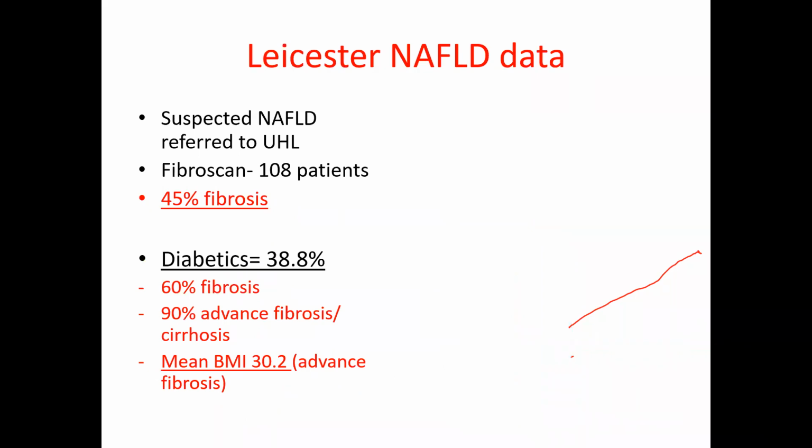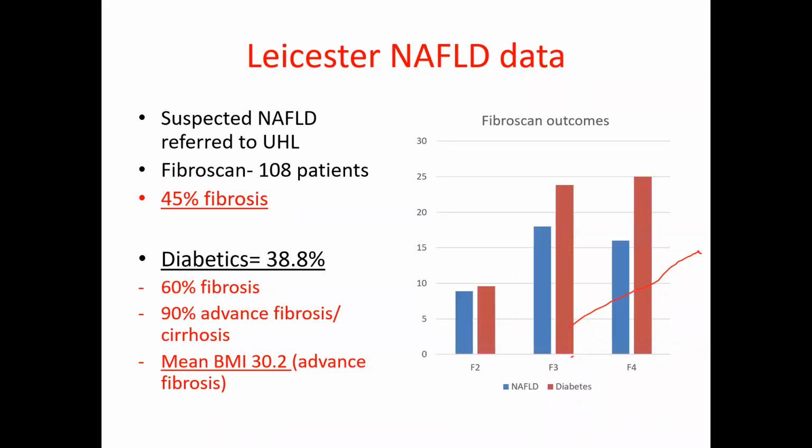I went forward and looked further, dissected the information, and look what we found. There is something in diabetics that we need to understand, that I haven't understood yet, I must admit. As the stage of fibrosis goes up, the level of disease progression is exponentially high. Exponential. I don't know why.